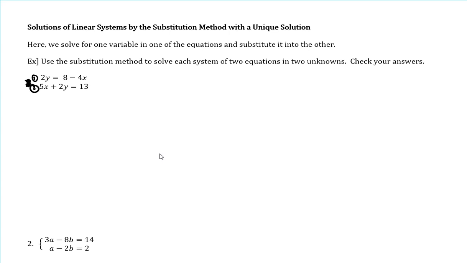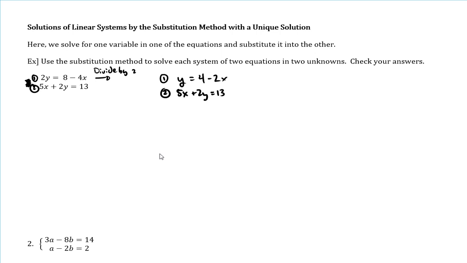Notice that in equation 1, we can instantly solve for y if all we do is divide everything by 2. So let's divide all of these by 2. That way our equation 1 becomes y equals 4 minus 2x. Make sure you're doing it to every part. The second one I didn't do anything to, so I'm just going to leave it as is: 5x plus 2y equals 13, ready to go.